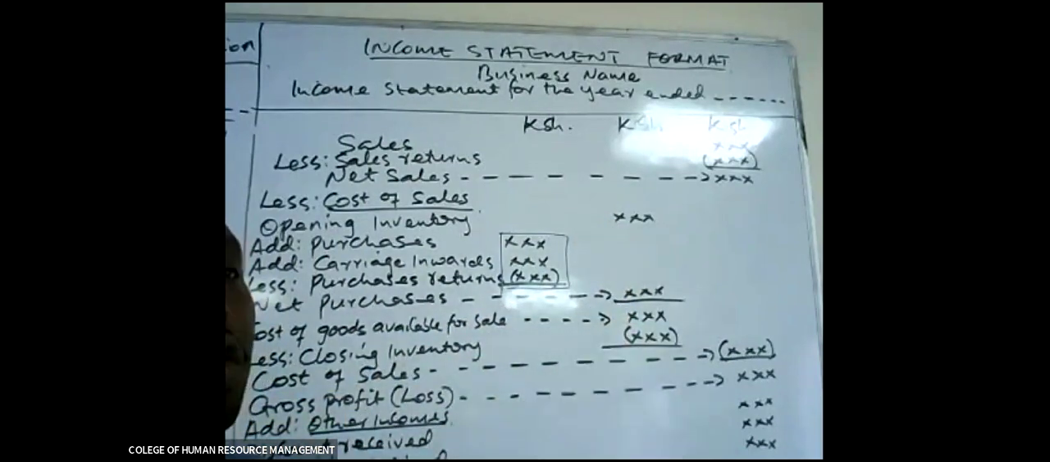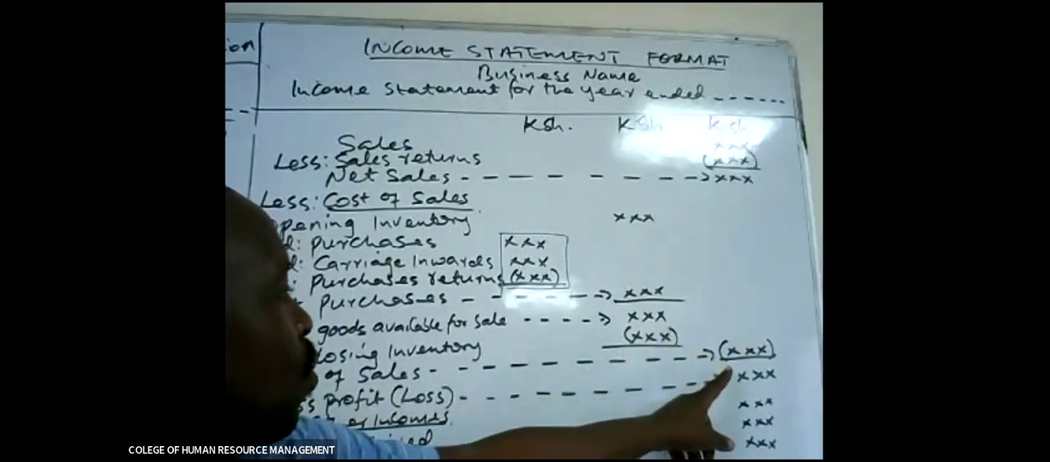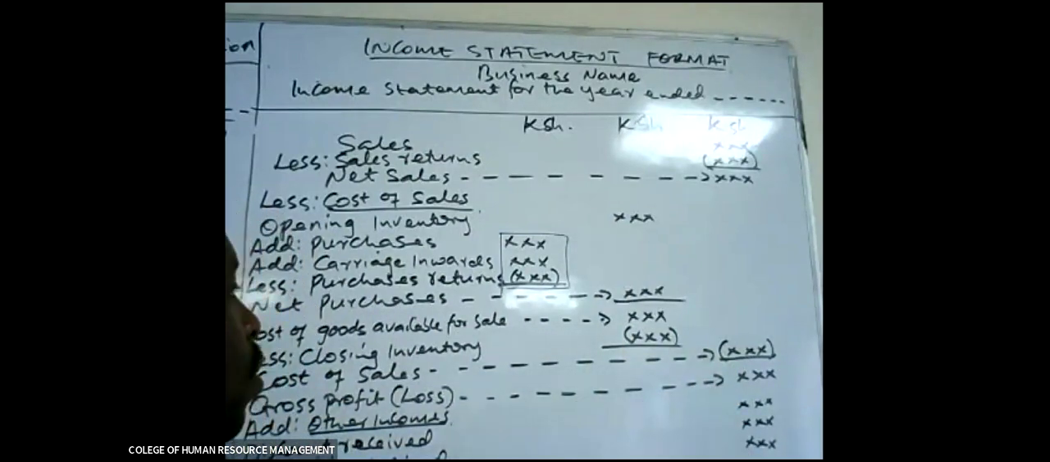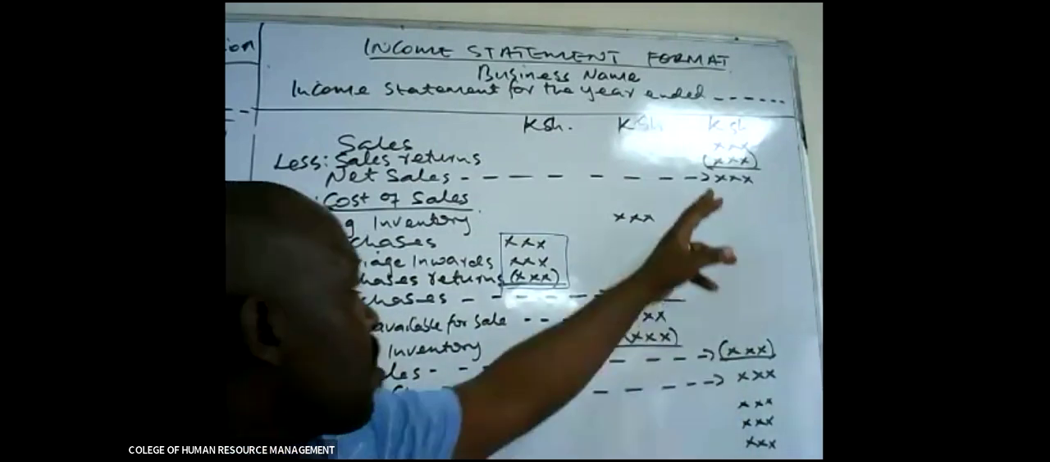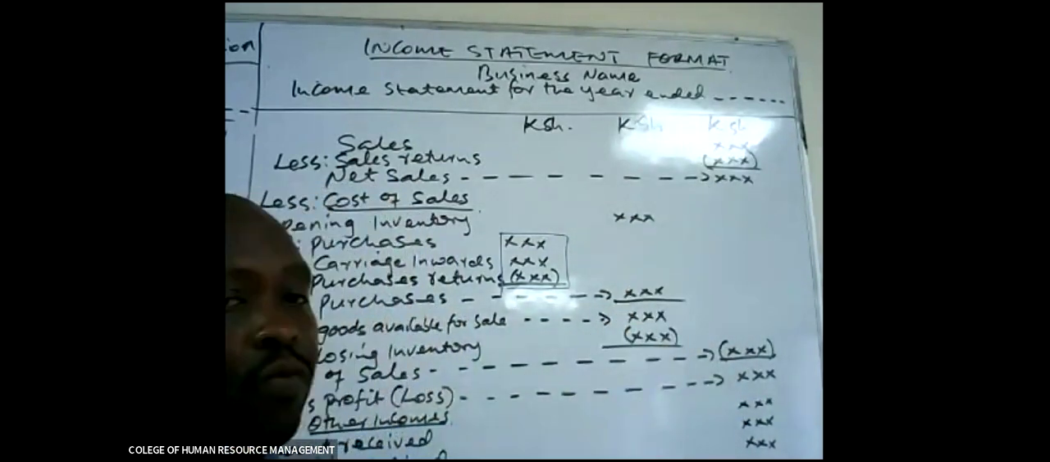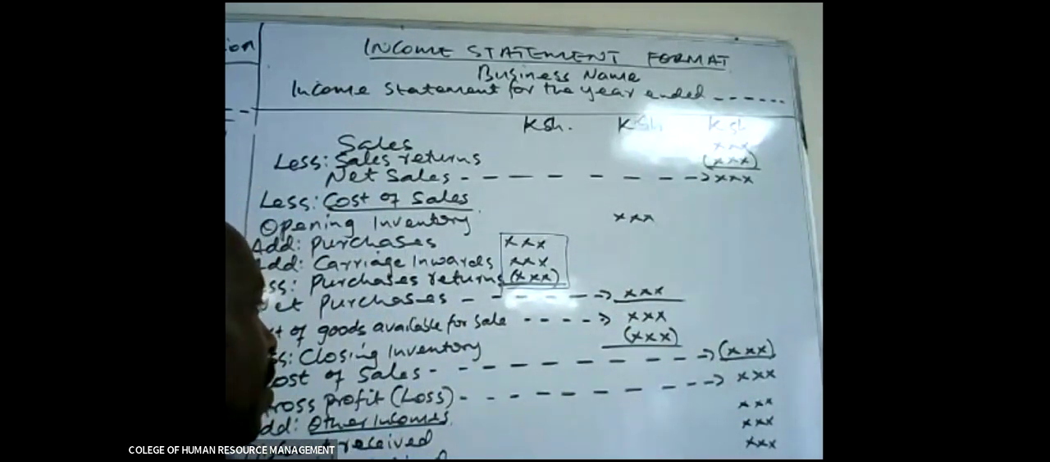We get the total goods that are available for sale. You minus what was not sold, you get the cost of what was sold. You compare with that, you will get either gross profit or gross loss, depending on which amount is higher between these two.